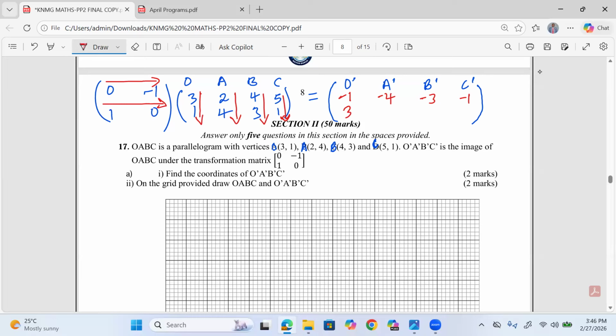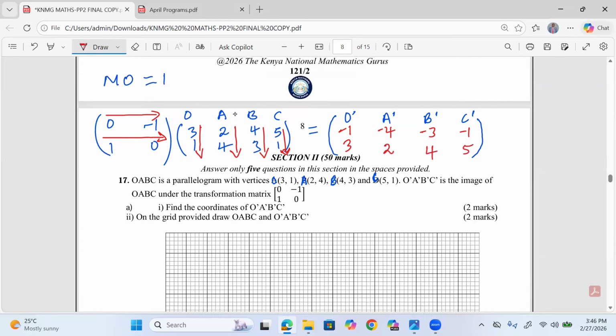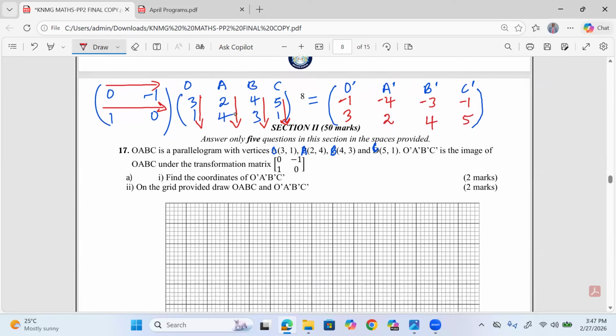Then again, the same row times the next column. So it will be 1 times 2 and 0 times 4. So you get the 2 at that point. The next shall be 1 by 4 and 0 by 3. We get 4. 1 by 5 and 0 by 1. You get 5. So we have them that way.